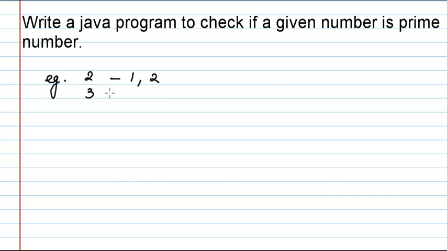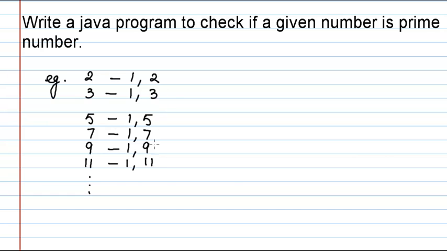Likewise, for the number 3, the divisors are 1 and 3. Some of the prime numbers are 5, 7, 9, 11, etc. So for the number 5, the divisors are 1 and 5. For the number 7, the divisors are 1 and 7. For the number 9, the divisors are 1 and 9. And for the number 11, the divisors are 1 and 11. So for all these numbers, we have got only two divisors which are 1 and the number itself. So these numbers are called prime numbers.